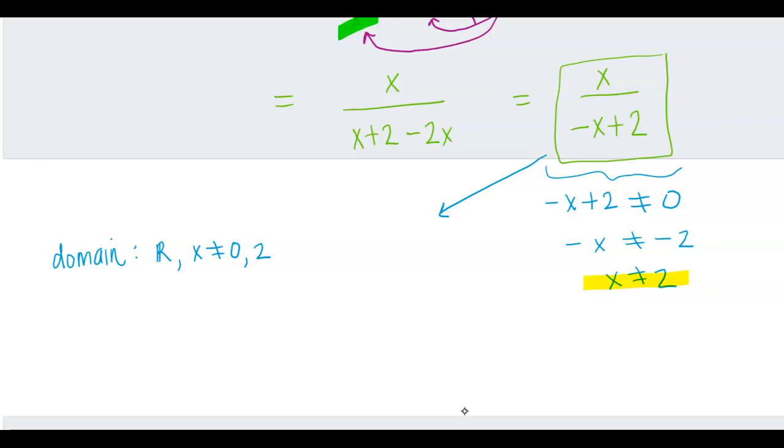In interval notation, this would be negative infinity to 0, not including 0, then going from 0 to 2, not including either endpoint, and then going from 2 to positive infinity.